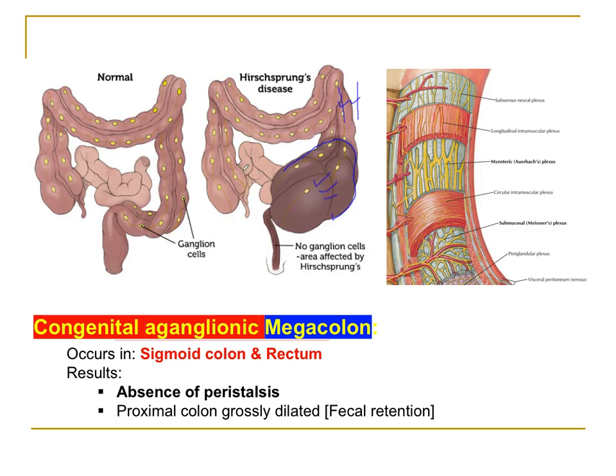Generally, this congenital aganglionic megacolon occurs in the sigmoid colon and rectum. Here we will find a dilated structure, and fecal retention will occur in this region.